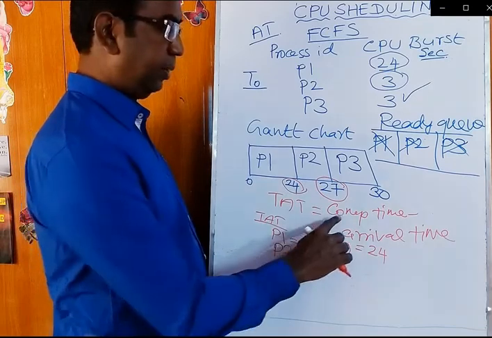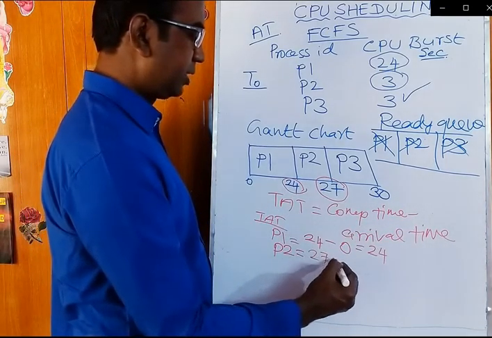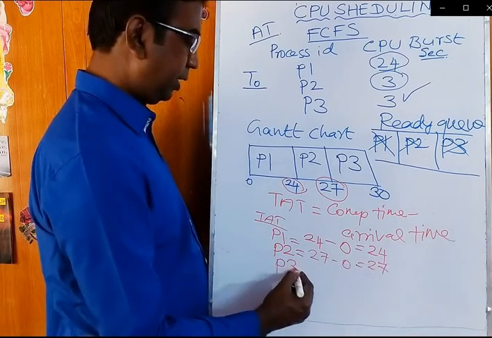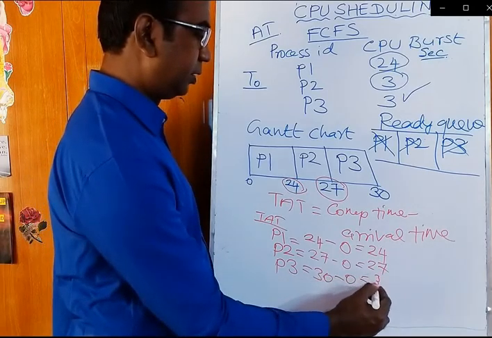So turnaround time equals completion time minus arrival time. What is the completion time? 27 minus 0 equals 27. Turnaround time for P3: 30 minus 0 equals 30.